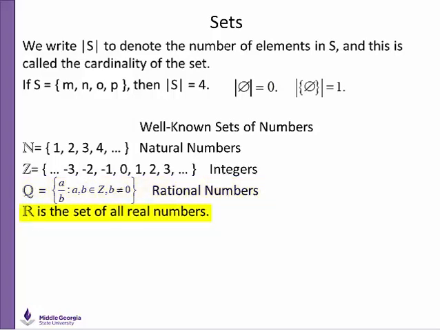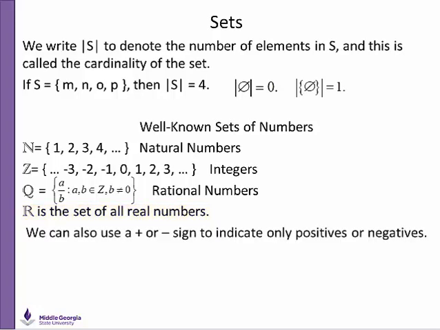We use capital R for the set of real numbers. We can also use a plus or minus sign to indicate only the positives or the negatives of one of these sets, as in Z plus, the positive integers, is the same set as the natural numbers N.